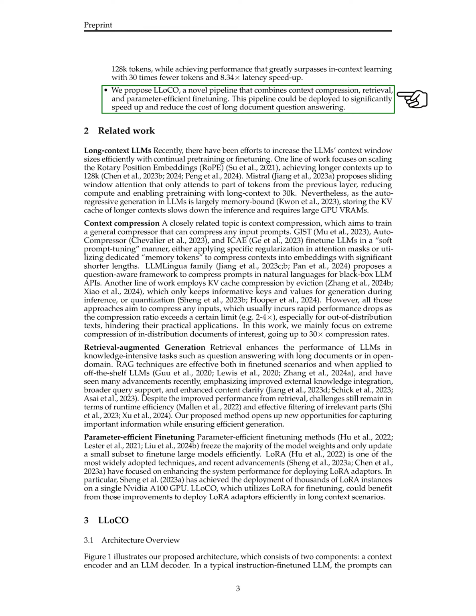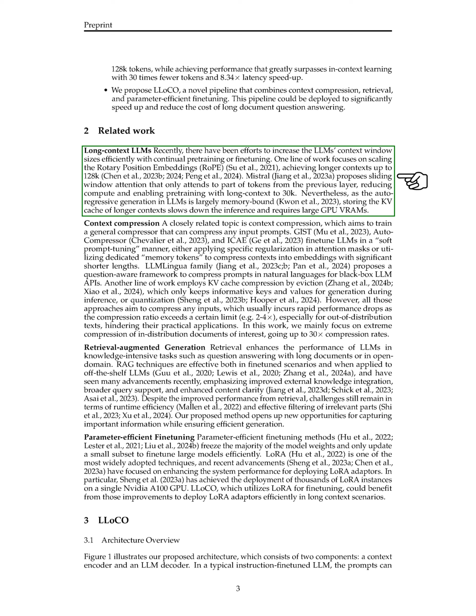Section: Related work. In this section, we will discuss the related work that has been done in the field of long context language models, LLMs. Recently, there have been efforts to enhance the context window sizes of LLMs efficiently through continual pre-training or fine-tuning. One approach involves scaling the rotary position embeddings, RoPE, to achieve longer contexts, while another method, called Mistral, uses sliding window attention to focus on only part of the tokens from the previous layer, reducing computation and enabling pre-training with longer contexts. However, storing the KV cache of longer contexts can slow down inference and require large GPU memory.